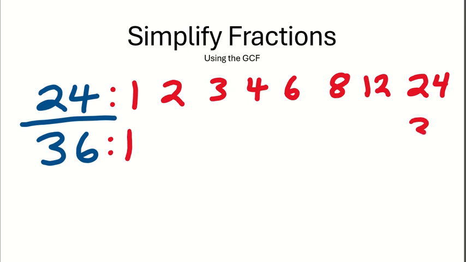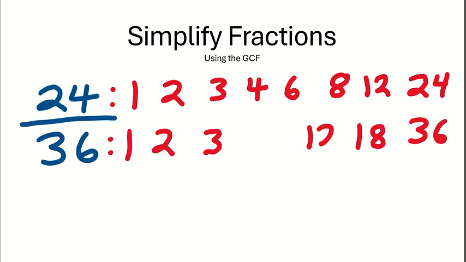1 times 36 is 36. And then 2 times 18 is going to be 36. And 3 times 12 is 36. And 4 times 9 is 36. And then, of course, 6 times 6 is 36. And I think we got all of our numbers listed there. So now we just got to figure out what's the biggest one that appears on both lists. Well, it looks like 12 is going to be the greatest common factor.